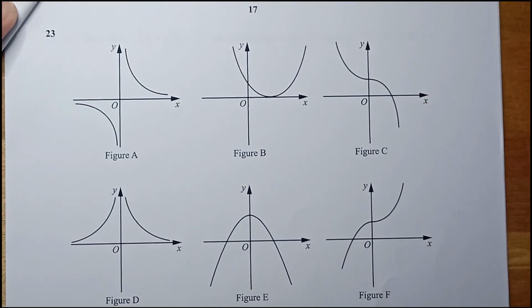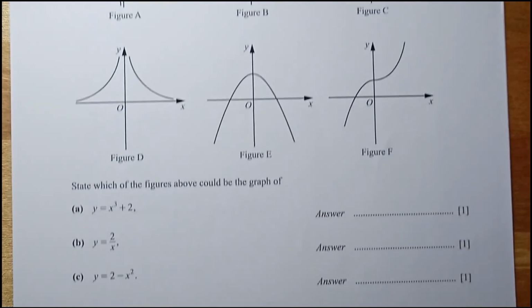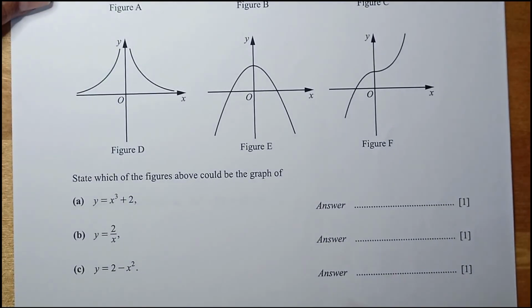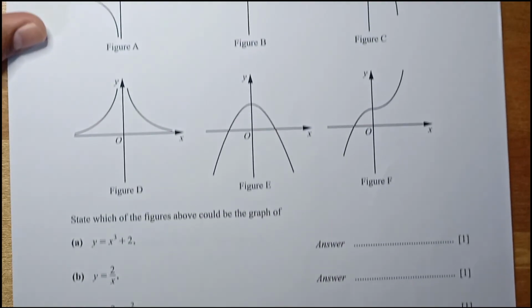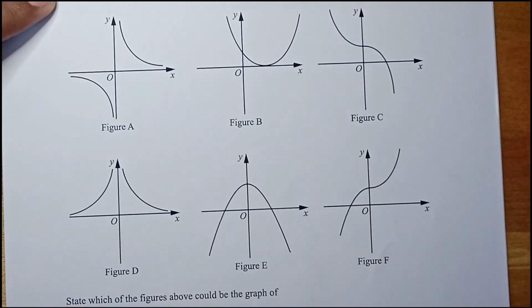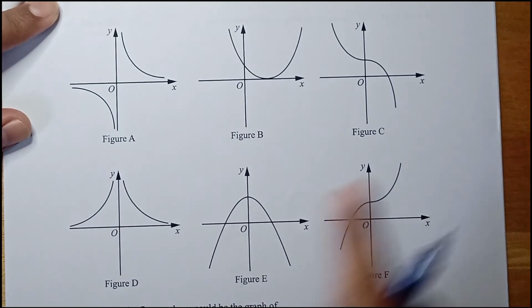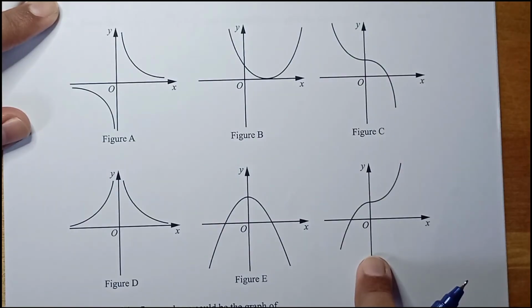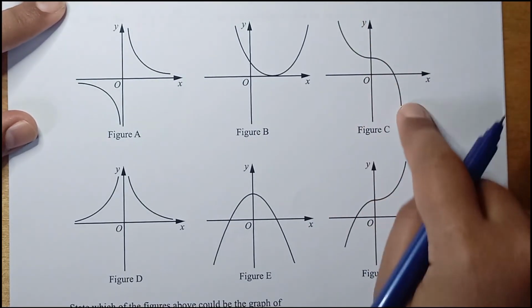Question number 23. State which of the figures above could be the graph of each function. Now for A, we have a cubic function, x cubed plus 2. So let me find which graph looks like a cubic function. As you can see, this type of curve looks like a cubic function, right? Okay, so this and this.